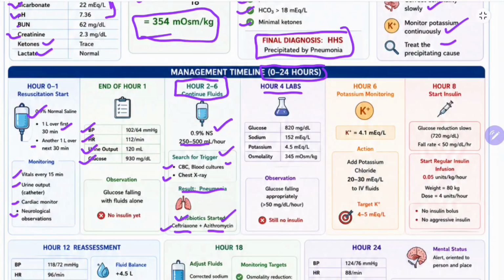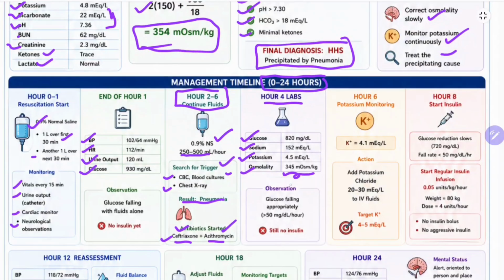Hour 4, at the 4th hour, the glucose we should monitor every 2 to 4 hours. So glucose is 820 milligram per deciliter. Again it is decreased. Sodium is 152. Initially it was 150, now it is 152. Potassium is 4.5. Osmolality is decreased. See, it is 345 milliosmol per kg. Initially it was 354. So it has fallen by 11 milliosmol.